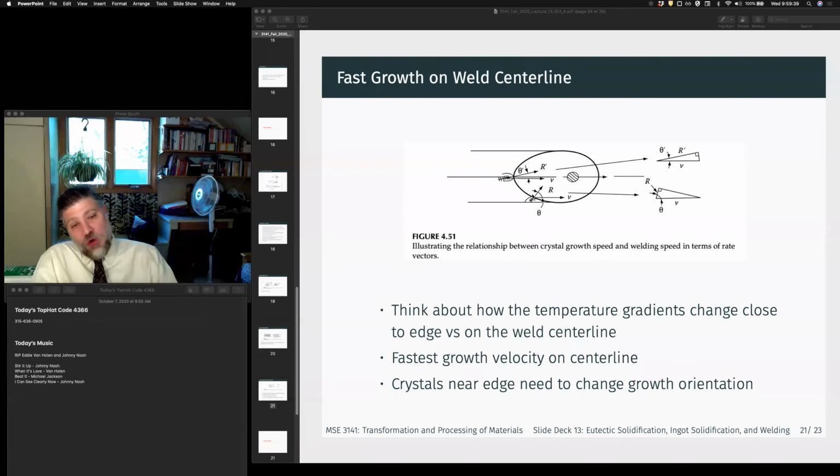If we think about one at the edge, the 100 crystal direction is still going to be aligned more or less along the direction of the highest thermal gradient. But now the highest thermal gradient points not in the direction that the weld pool is moving, but more towards the center line of the weld at first, right?